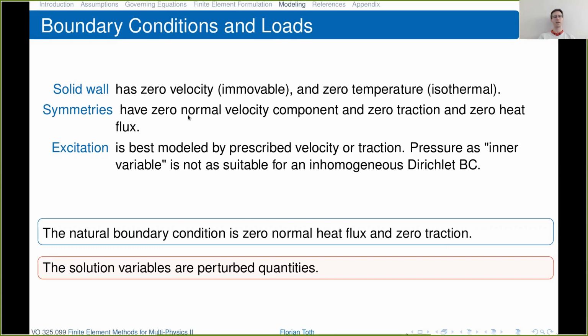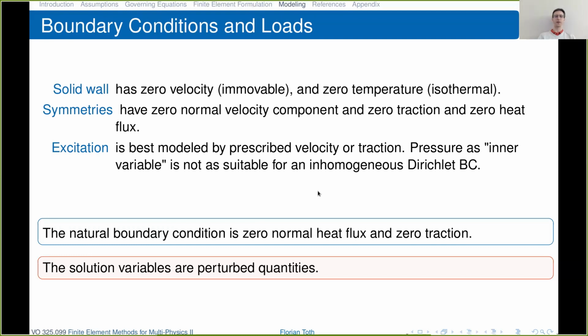In case of symmetries in the domain which we want to exploit, of course we need to have zero normal velocity components and zero tractions and zero heat flux across symmetric boundaries. And in terms of the excitation, it's most useful to prescribe traction or velocity directly. The pressure is a sort of inner variable in this formulation, so it's not as suitable for an inhomogeneous Dirichlet boundary condition, since there's no physical meaning to prescribing the pressure directly. The physics is the traction at the boundary, which also includes the viscous parts of the stress tensor.